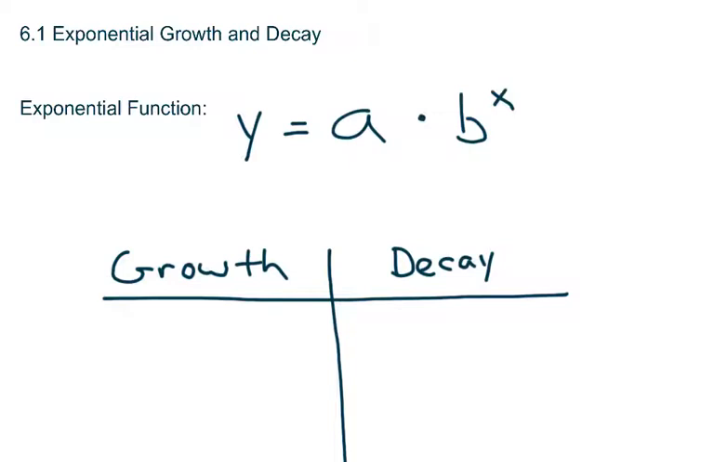Section 6.1, exponential growth and decay. We've got the exponential function there on your screen. It's called an exponential function because, lo and behold, the variable, the x, is an exponent. That's why it's called an exponential function.